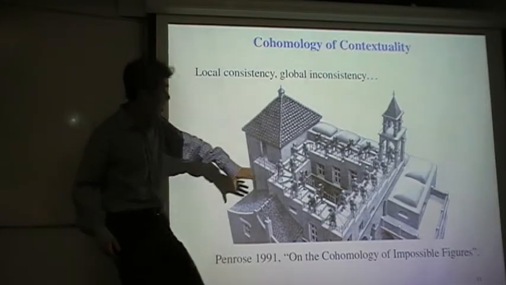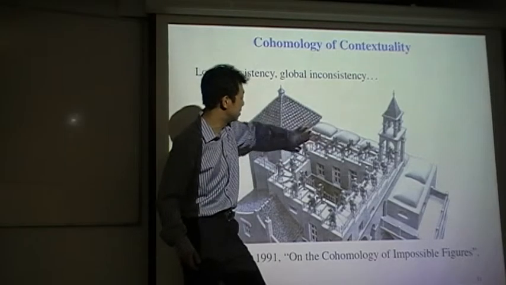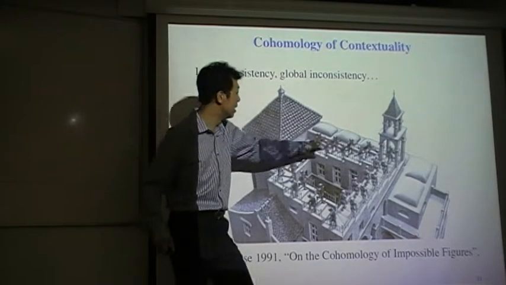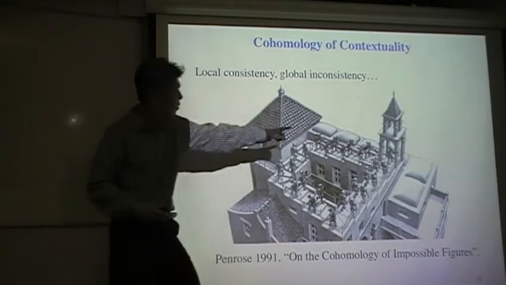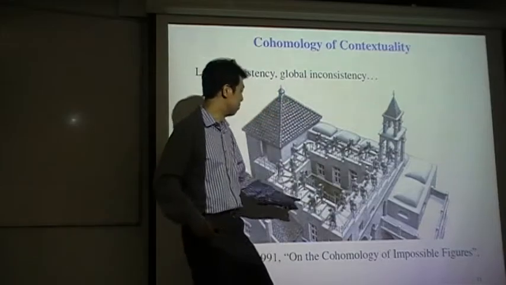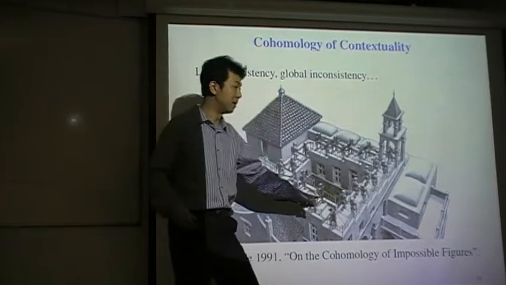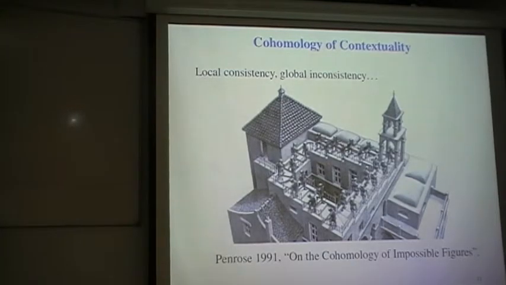So the point is that, look, if you look at this part, and this part, well, they are consistent with each other, right? Intersection, yeah, sure, they intersect with each other consistently. But if you look at the global entire picture, then, well, it's impossible. You go up and up and up and up and you come back. No, it's not possible, right? So that's the same formally, that's the same idea.